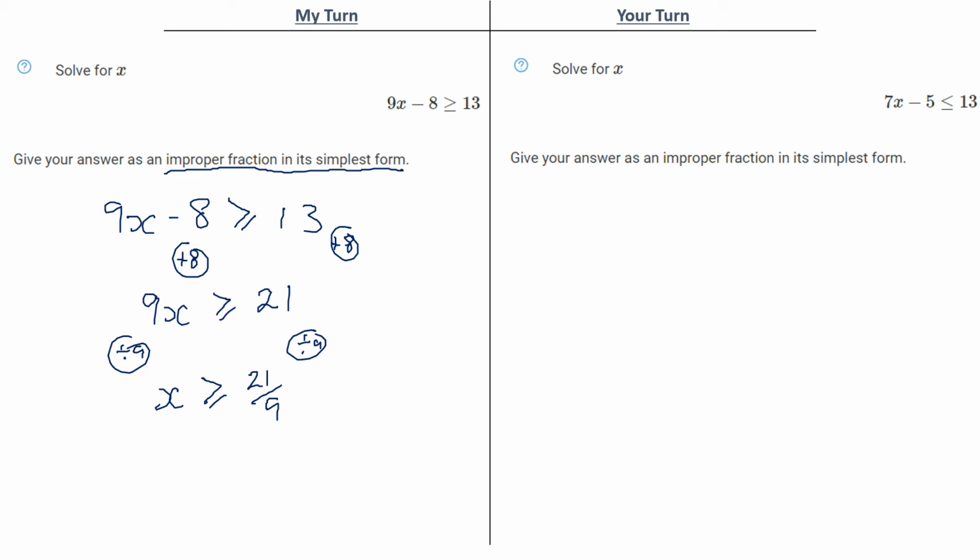So I know 3 is going to go into both of them. So if I divide top by 3, I would get 7. Divide bottom by 3 to get 3. So an improper fraction in its simplest form would be 7 over 3. Good. Okay, so pause the video, have a go at the your turn, and in a moment we'll go through it together.